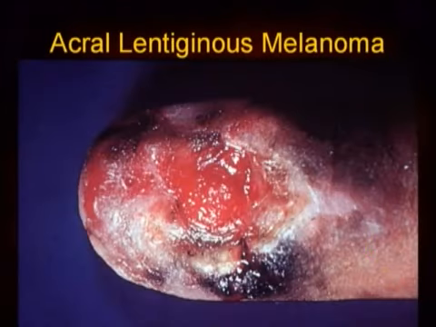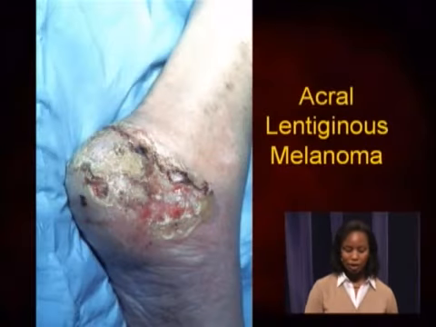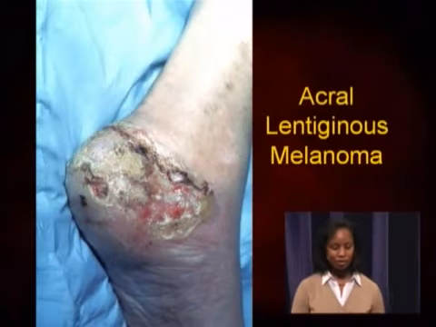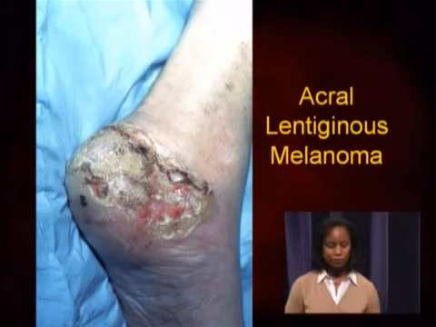And acral lentiginous melanoma can be quite destructive. So this is a patient who has lost their nail and has some ulceration as a result. Here again, less pigmented here, so this might be difficult to pick up without doing a biopsy here for sure.